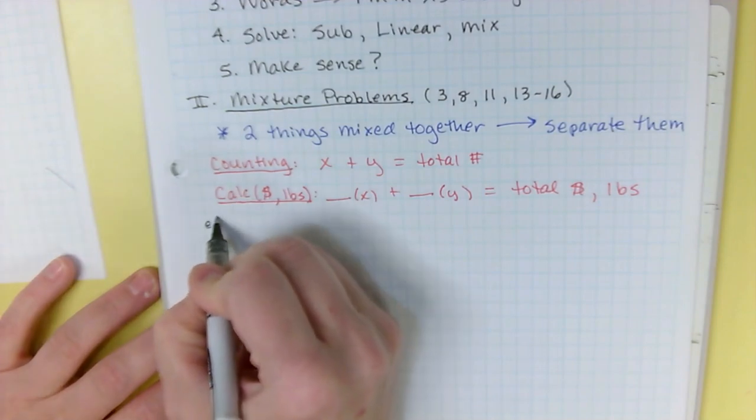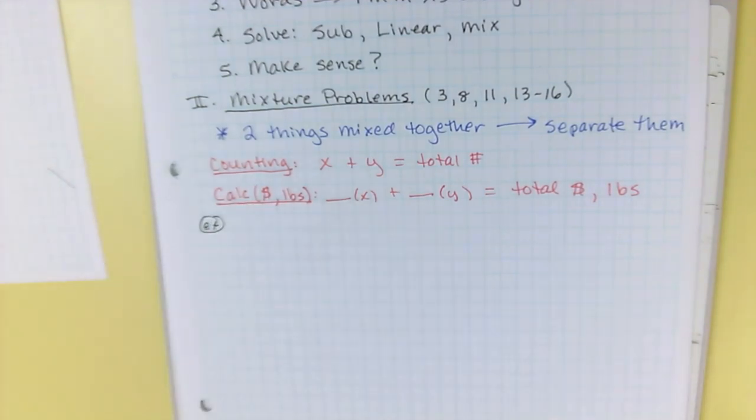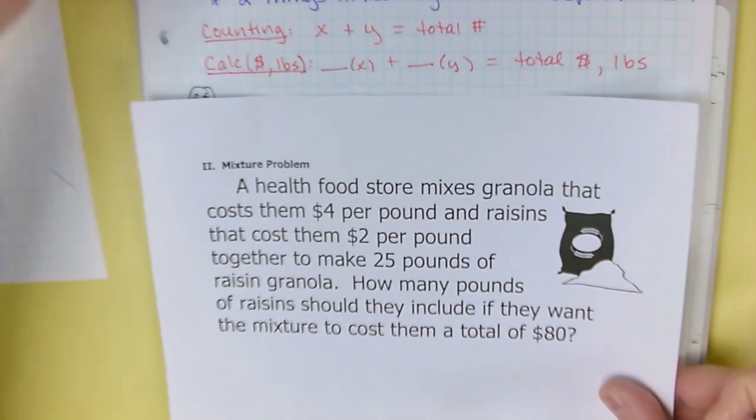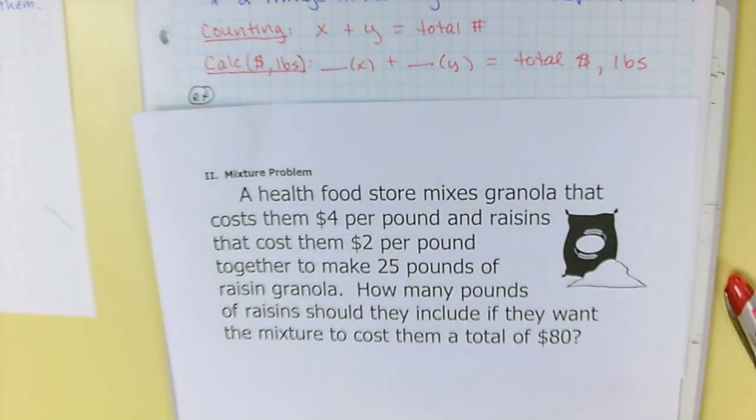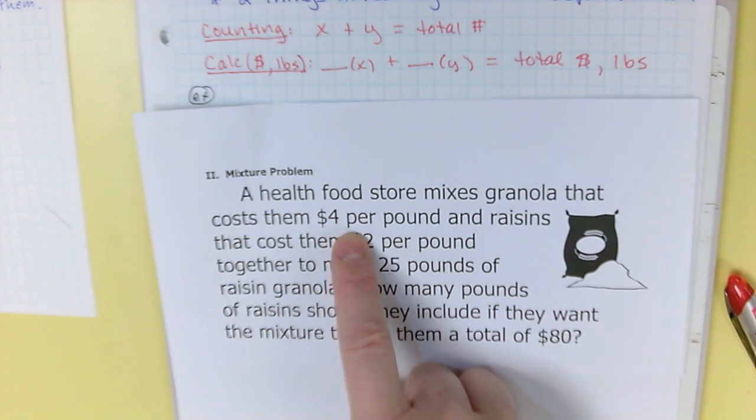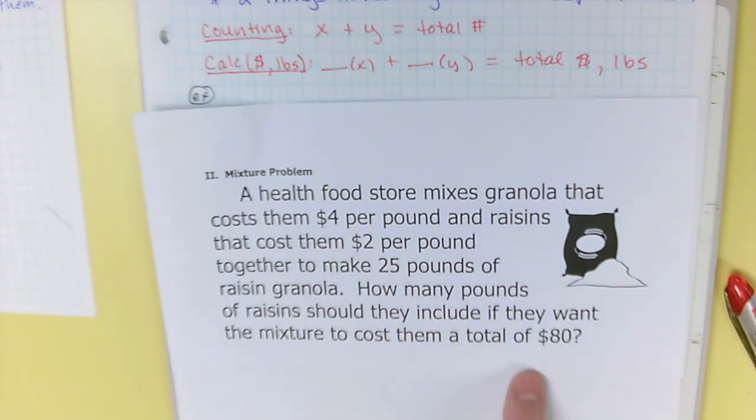All right, we are going to do an example. Okay, it says a health food store mixes granola that costs them $4 per pound and raisins that cost them $2 a pound together to make 25 pounds of raisin granola. How many pounds of raisins should they include if they want the mixture to cost a total of $80? So obviously the granola is more expensive, so you don't want to use more granola than you have to keep the costs down.